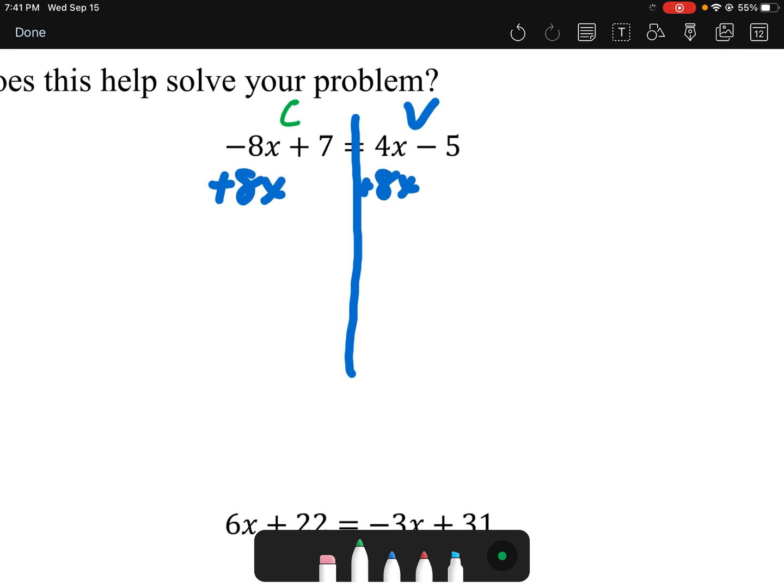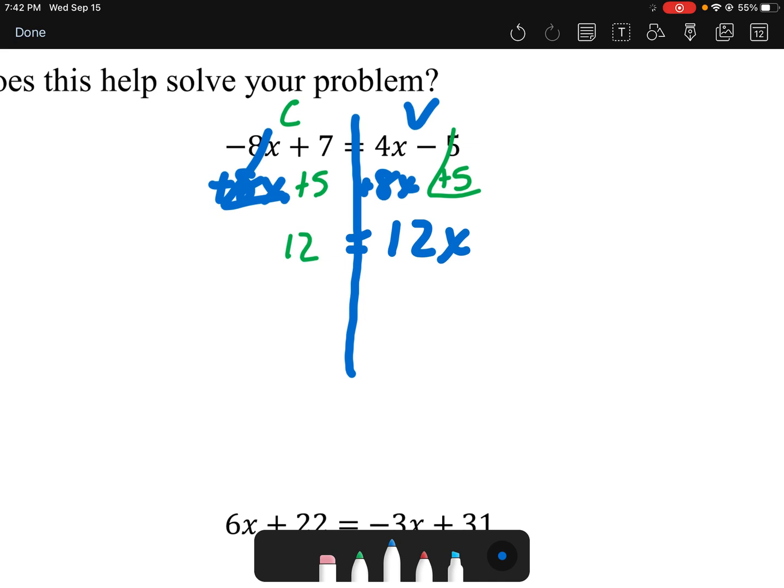Just like negative 8x, I can't have that negative 5 chilling out on the variable side. It doesn't have a variable with it. I can just add 5 to both sides using inverse operations, and that will cancel that one out. So after making sure all my variables and constants are on the same side, in constant land, I'm left with 7 plus 5, or 12. And then in variable land, I'm left with 4x plus 8x, or 12x.